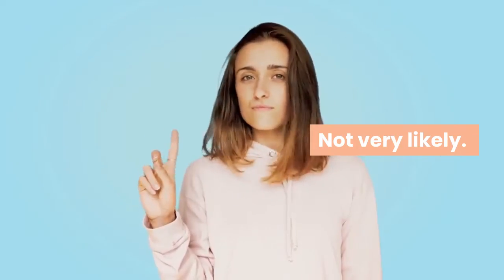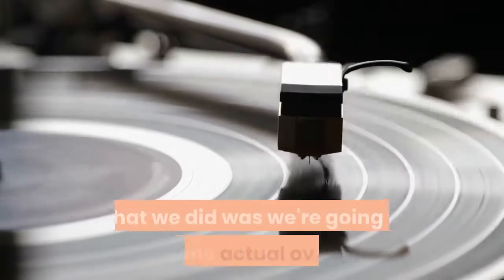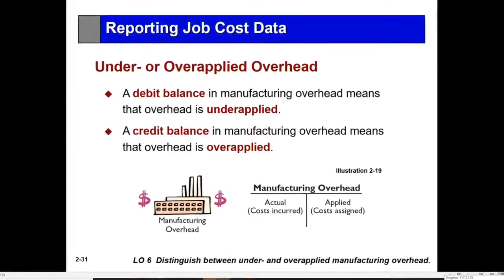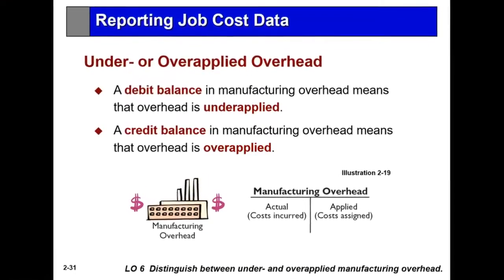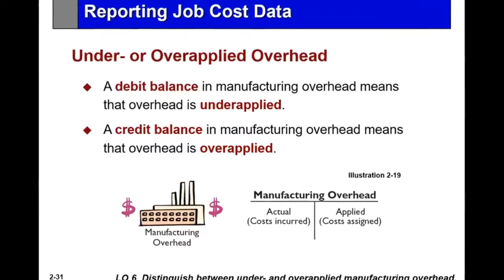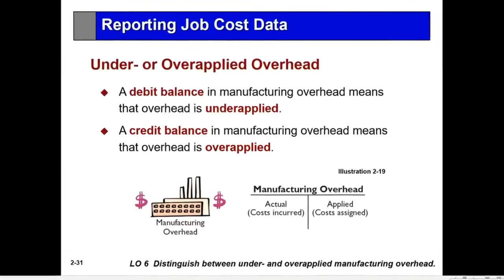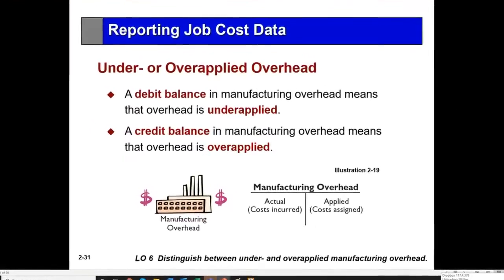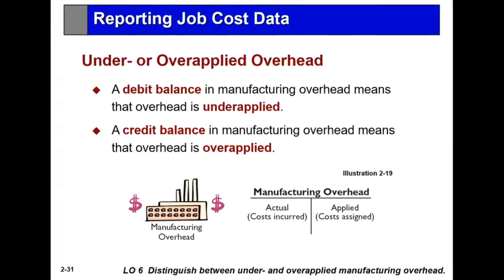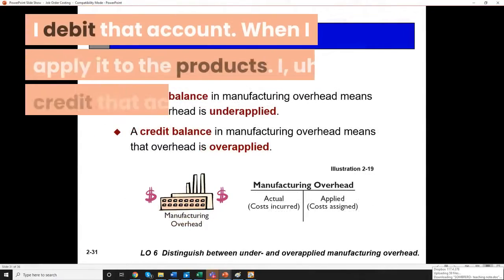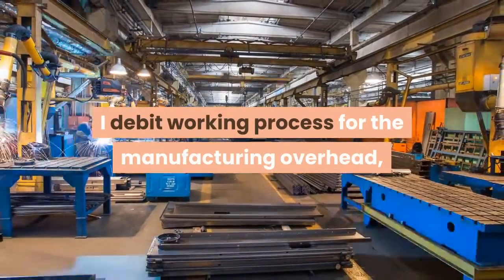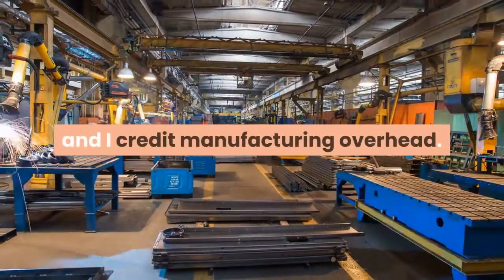Not very likely. You will notice that as we went through, we're going to record the actual overhead: the actual amount of factory rent, actual utilities, the actual indirect labor. We're keeping track of that all year long. Now, as we produce the product, we're allocating the overhead. We're applying it to the product. So you see my manufacturing overhead costs: when I incur the manufacturing costs, I debit that account. When I apply it to the products, I credit that account. I debit work in process for the manufacturing overhead, and I credit manufacturing overhead.